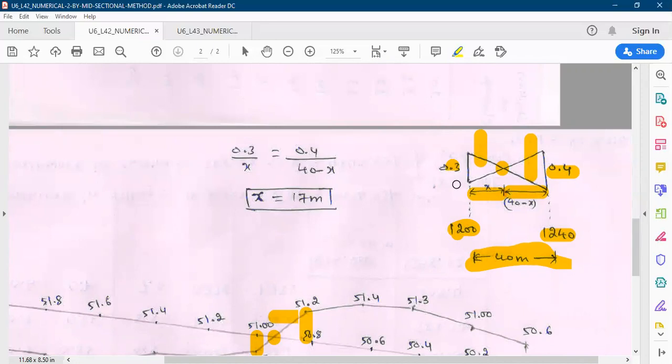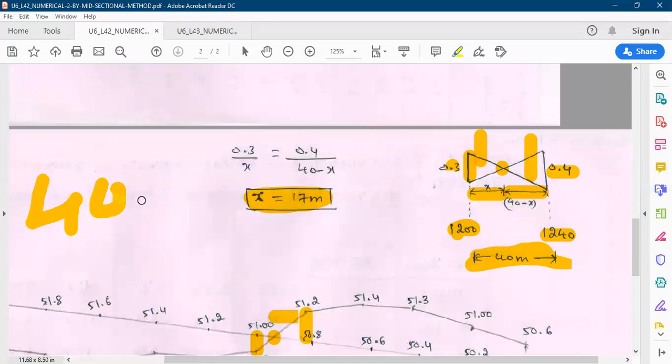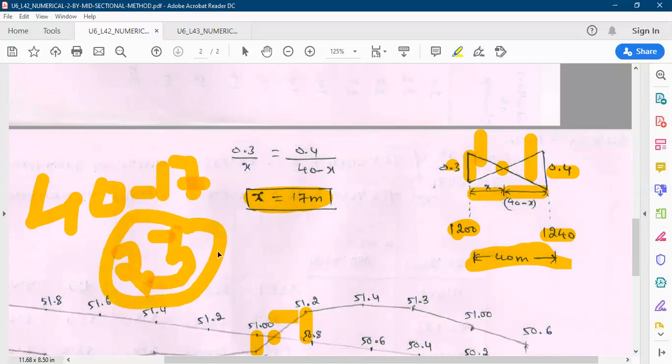So for 0.3, x is the distance. For 0.4, 40 minus x is the distance. Using this calculation, we can get x as 17 meters. That is, out of 40 meters, 17 is coming in filling, and the remaining 23 is coming in cutting. So you have to calculate that, right? This 23 is what has to be used for multiplication of the cutting portion, right? And this x, 17 meters, is coming in filling, right?